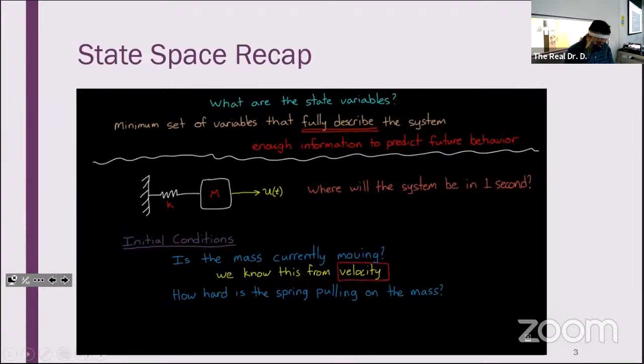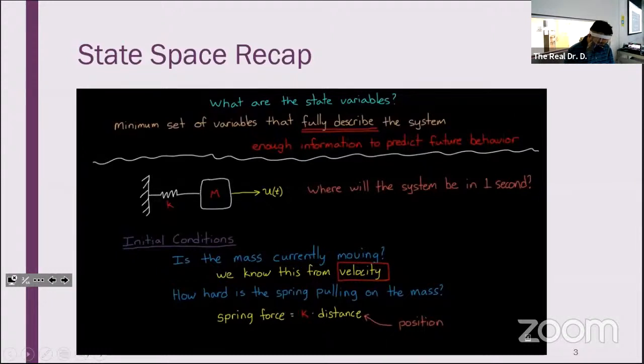So we need velocity in order to predict the future position, so we can say that velocity is a state variable. It's necessary. Now let's turn to the initial spring force. Force is also a variable, but let's think about how we would derive it. It's the spring constant times the distance that the spring is stretched. So if we have that distance, or the position of the mass relative to the unstretched length of spring, then we would be able to get spring force.